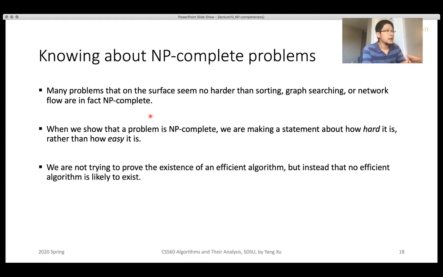Basically, in this lecture we are not trying to prove the existence of efficient algorithms, but instead we want to show that for some problems no efficient algorithms are likely to exist.